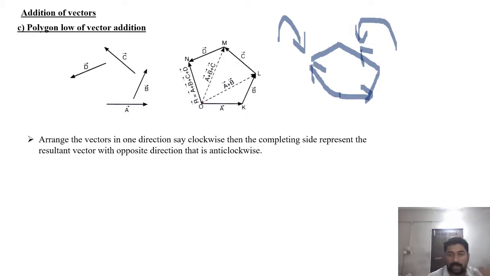So I think you are clear. If you have two vectors or three vectors, we can do this polygon creation. If it is only A and B, the third side of the polygon will be A plus B, in the opposite direction. That is the same as the triangular law of vector addition. If you have three, this side will give the resultant.